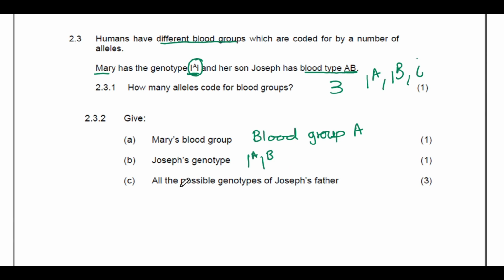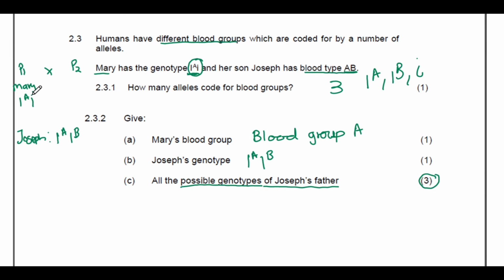Give all the possible genotypes of Joseph's father for 3 marks. Now what you are having here is Joseph, the child, the offspring, having a genotype of IAIB. Then parent 1 crossed with parent 2. You are given Mary, who is the mother, with the genotype IAi. You are not given the genotype for the father or the blood type for the father.